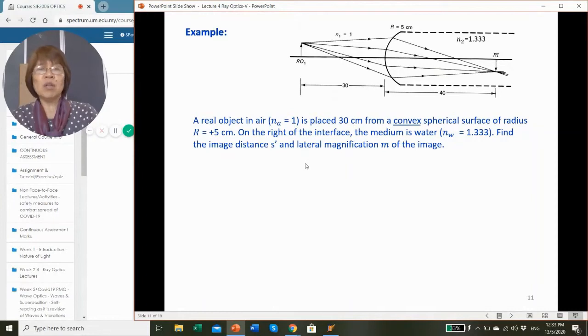This is an example. You have a real object which is in air, at 30 cm from a convex spherical surface. And on the other side of this surface, you have water with a refractive index of 1.333. The surface has a radius of curvature of 5 cm. So let's find where the image is and what the magnification of the image is.